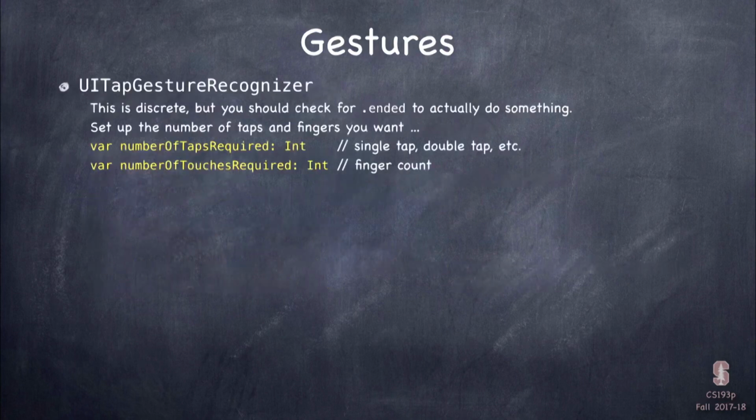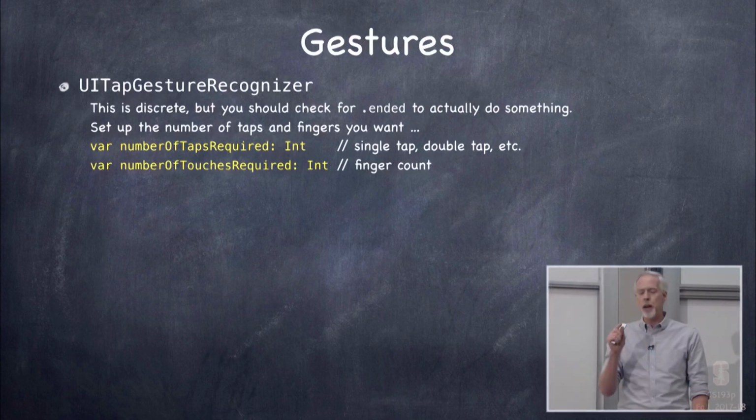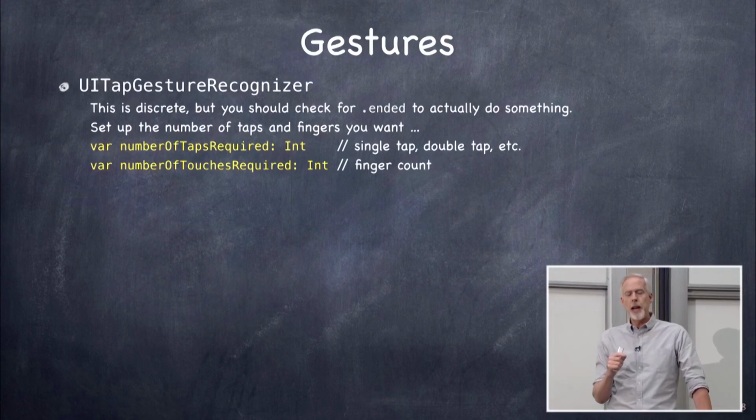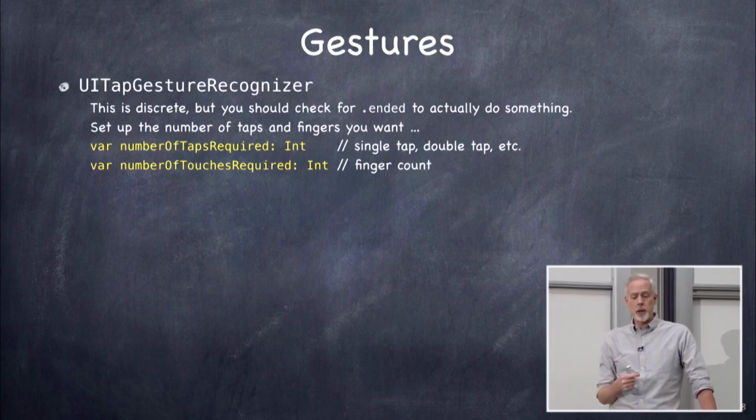There's tap gesture, which feels like it would be like swipe, a discrete gesture, but actually since it does double tap and other things, you're always looking for .ended only with a tap gesture usually. But you also configure it like a swipe gesture, how many taps, how many fingers, etc.